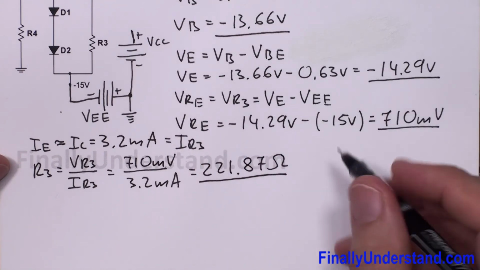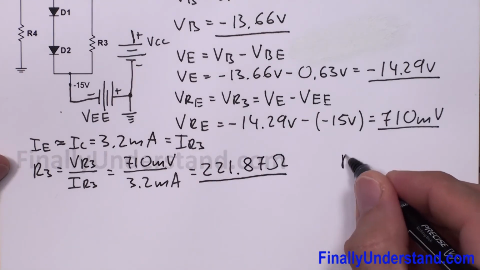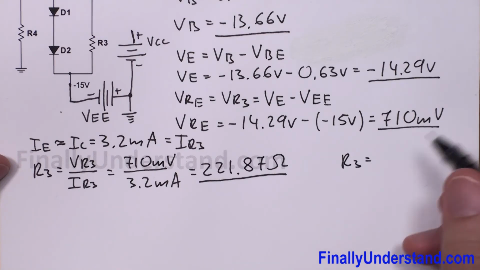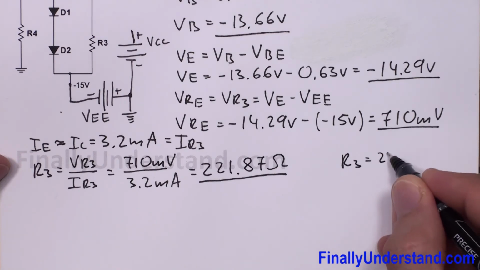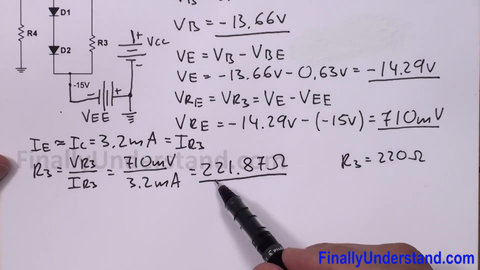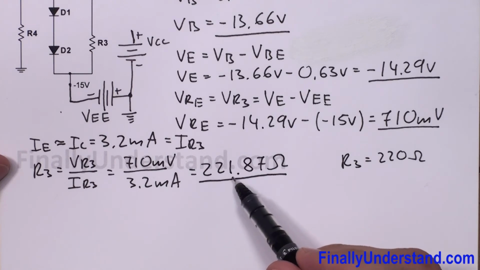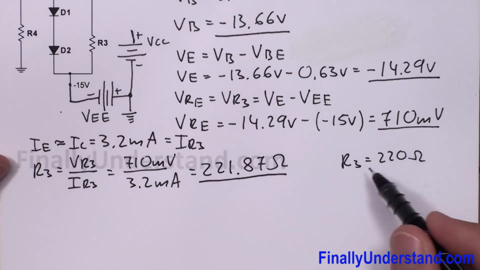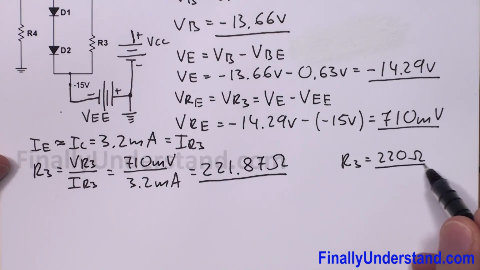You know, in real life you are going to use resistor R3 equal to 220 ohms, because you are not going to find the nominal resistance value of 221.87 ohms. You are going to find 220 ohms for sure. So this is the value of the resistor which you're supposed to use.